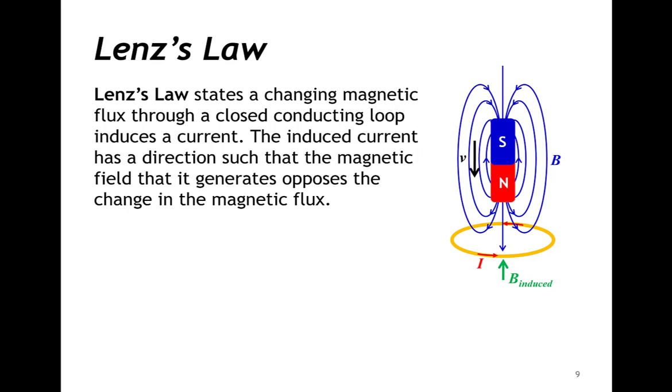Lenz's law states a changing magnetic field through a closed conducting loop induces a current. The induced current has a direction such that the magnetic field that it generates opposes the change in the magnetic flux.